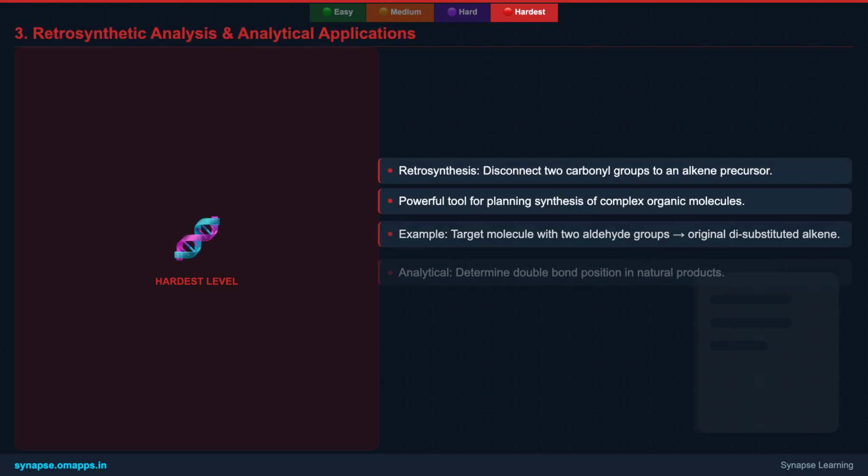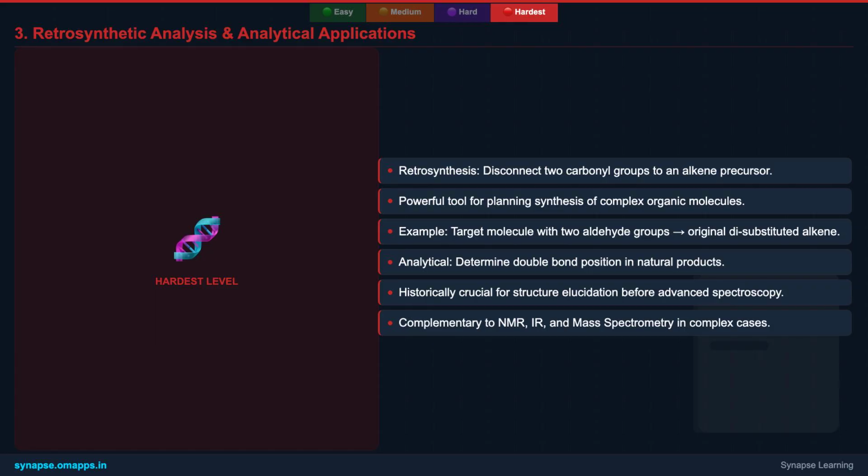Ozonolysis is a cornerstone in retrosynthetic analysis. When faced with a target molecule containing two carbonyl functionalities, a common retrosynthetic disconnection involves tracing them back to an alkene precursor via ozonolysis. This provides a powerful strategy for synthesizing complex molecules from simpler building blocks. For example, if a target molecule has an aldehyde and a ketone separated by a few carbons, one can envision an alkene that would yield these upon ozonolysis.